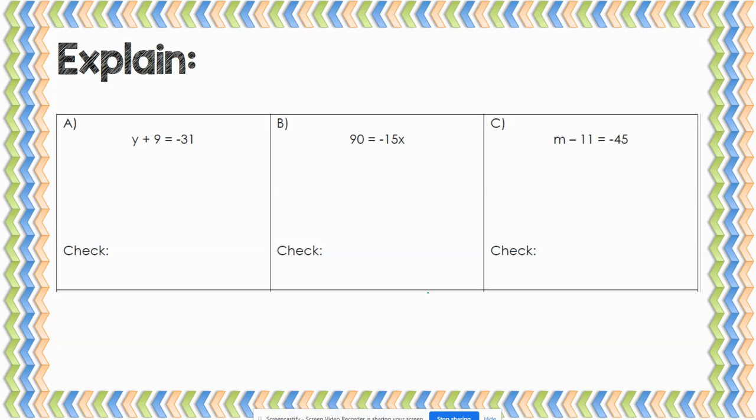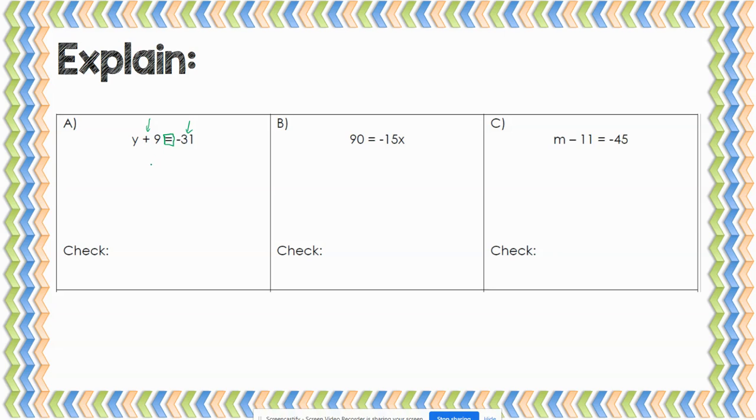A says y plus 9 equals negative 31. I notice that my y is on the left side of my equation. My equation's separated into sides based on the equal sign. So I have y plus 9 on the left side and negative 31 on the right. To solve an equation, I need to have my variable by itself. Right now, y has a 9 with it. So when I look at what y is doing to 9, I see that it is adding 9.